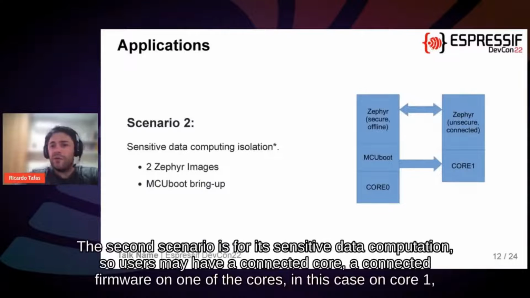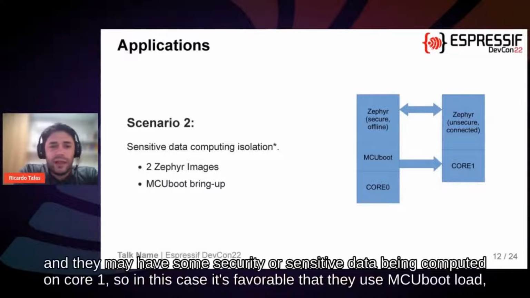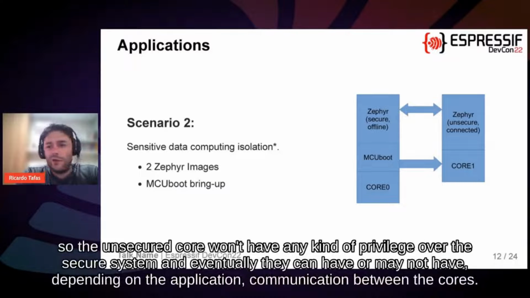The second scenario is for sensitive data computation. So users may have a connected firmware on one of the cores, in this case on core 1, and they may have some security or sensitive data being computed on core 1. So in this case, it's favorable that they use MCUboot. So the unsecure core won't have any kind of privilege over the secure system. And eventually they can have or may not have, depending on the application, communication between the cores.